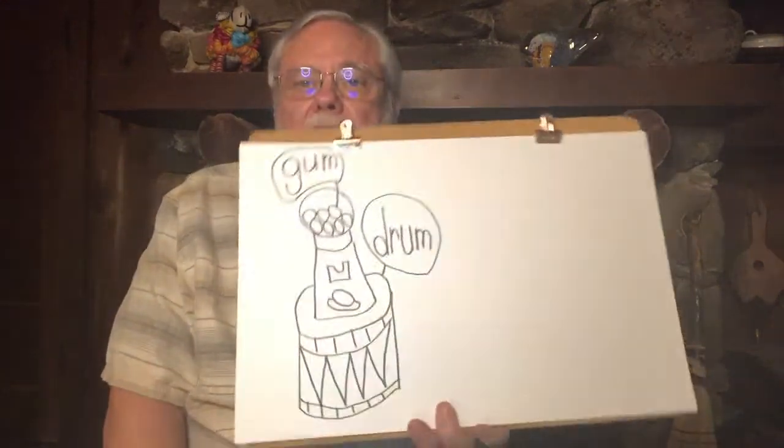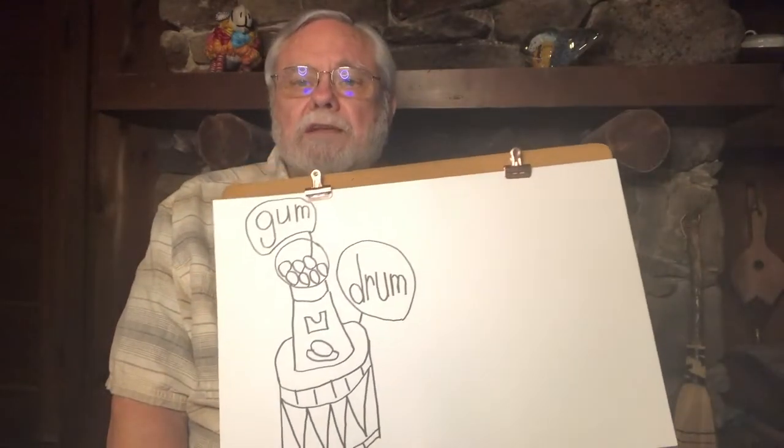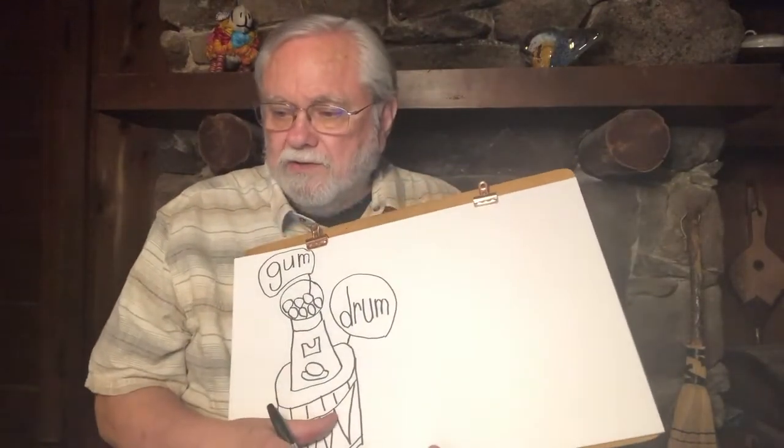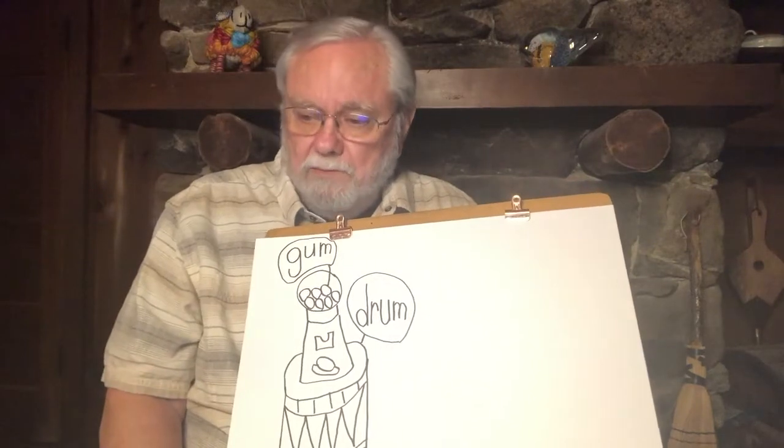Now later on your own, you can decide what color you want your drum and your gum to be, and you can choose color words from the chart, write those, draw an arrow, and then color it those colors. Well, let's try something else that we can rhyme with today.